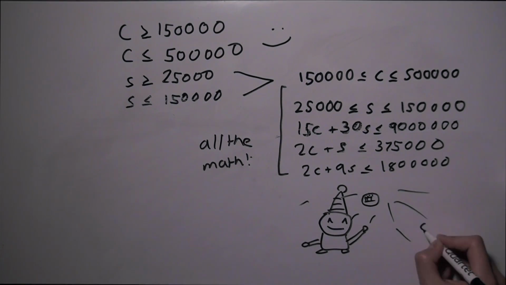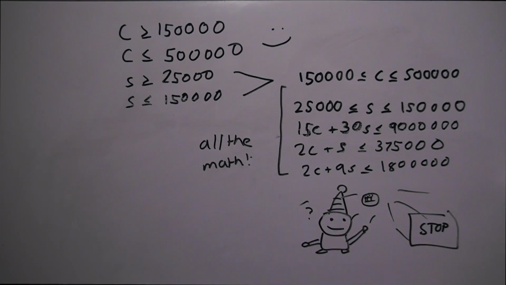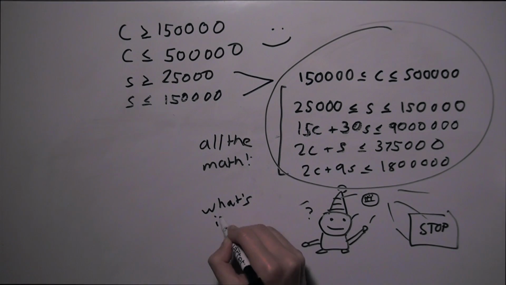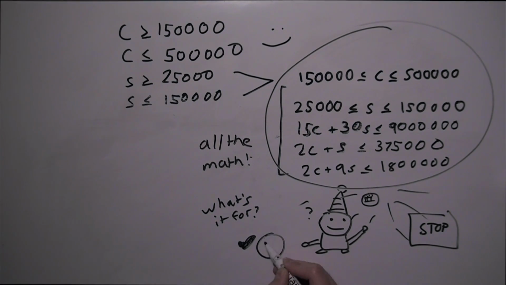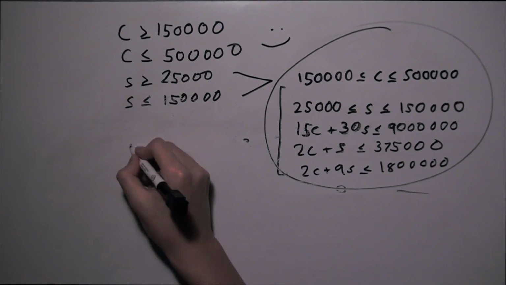Wait, no, Jimmy, stop. Okay, no, we're actually not done. We have to ask ourselves, what's the point of all of this? We have all these cool constraints, but how does this relate to Nike World Domination? Well, we're going to have to look at our profits.